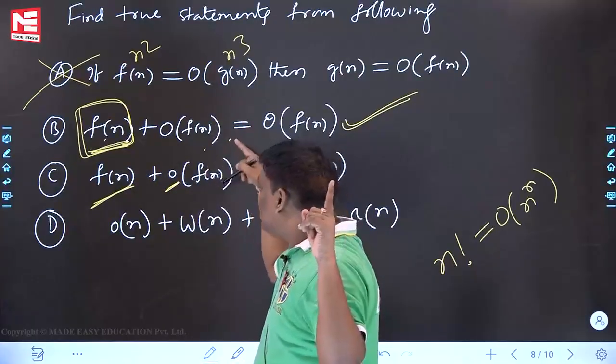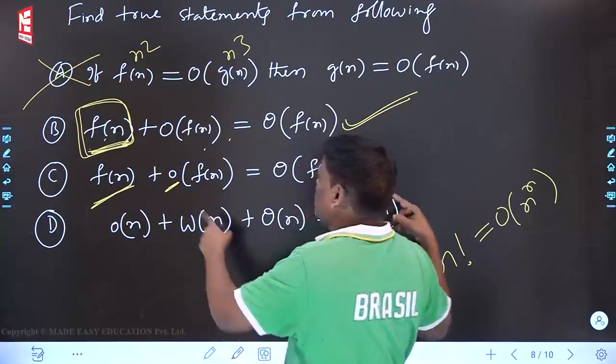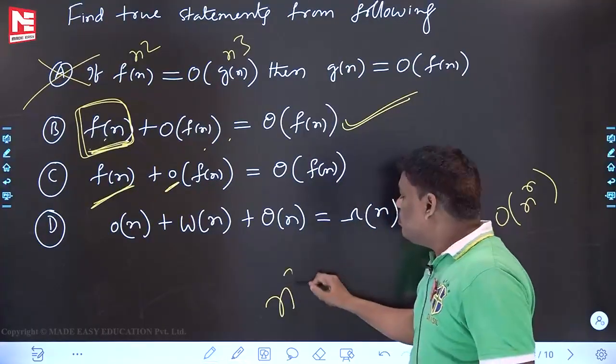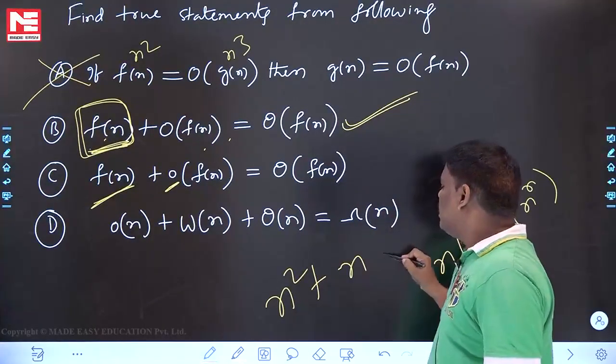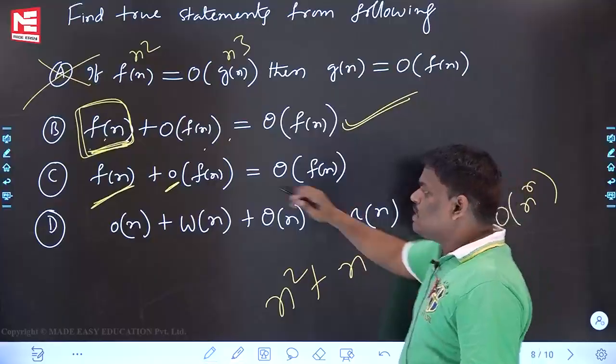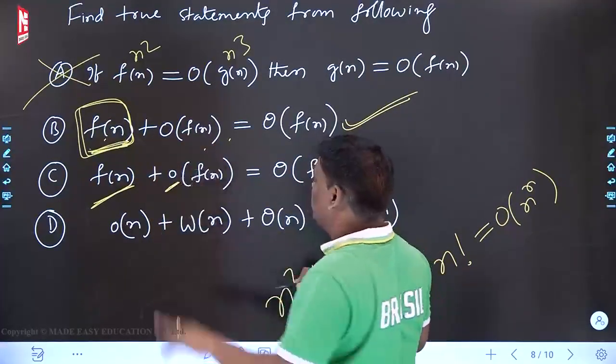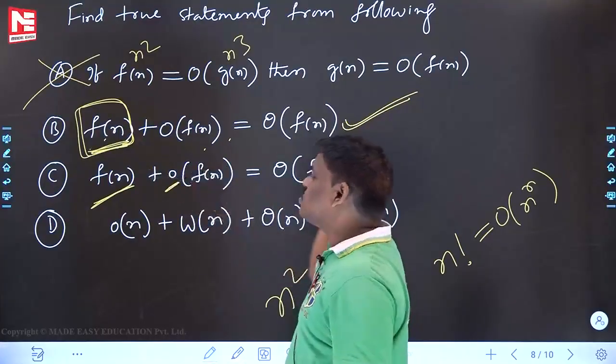Fn plus something less than Fn, then overall it is Fn. N square plus something less than n square, right? N square. Here see this one. Assume that Fn is n square.